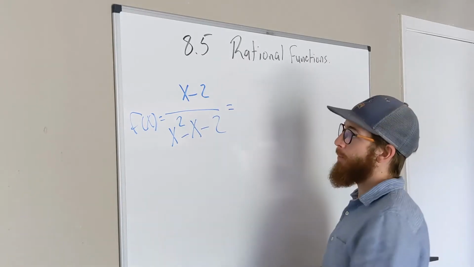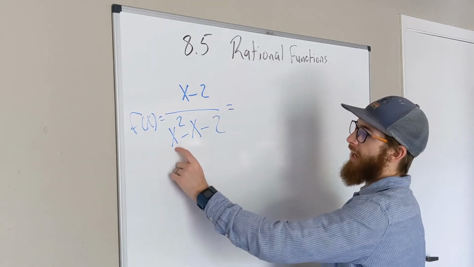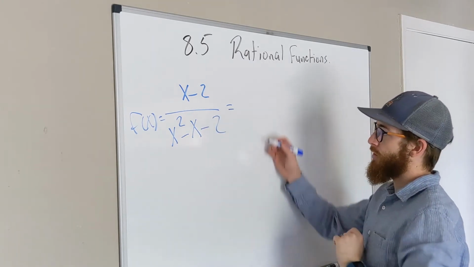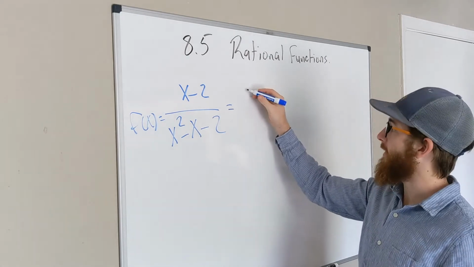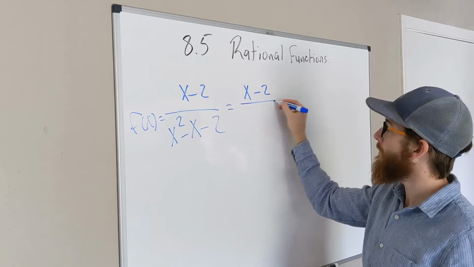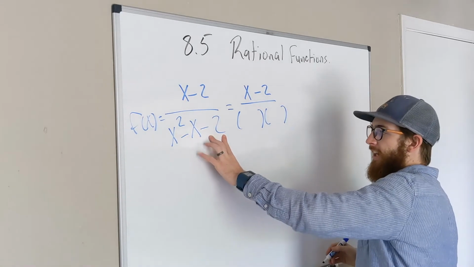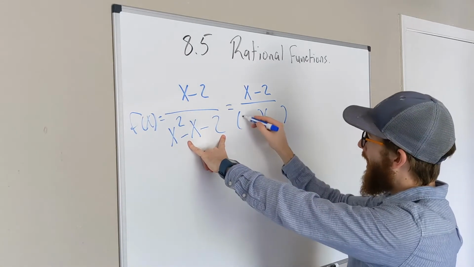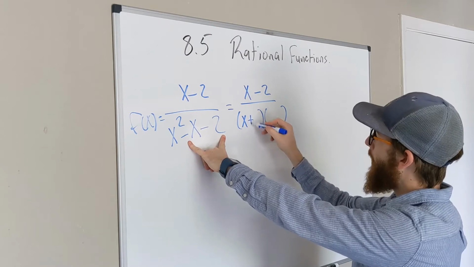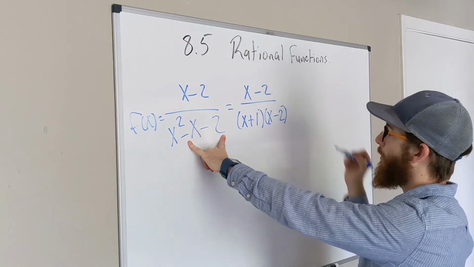Okay, so here's our example, x minus 2 over x squared minus x minus 2. And so the top is already factored. We don't have to do anything with that. The bottom we do need to factor. So what multiplies to -2 but adds to -1, I believe that would be +1 and -2.